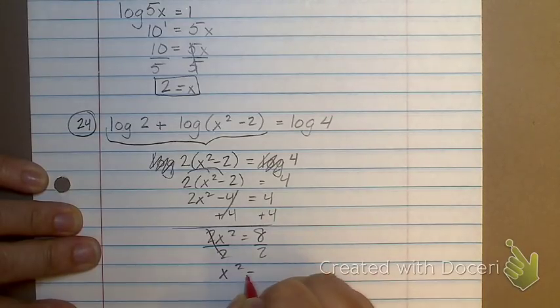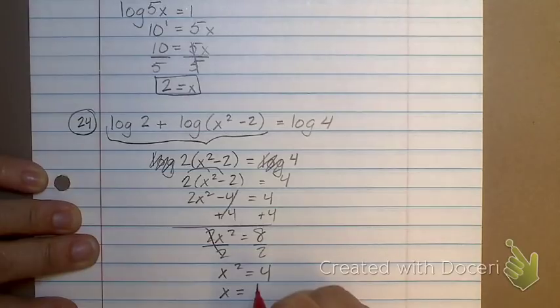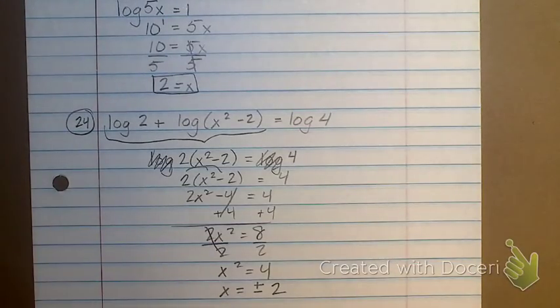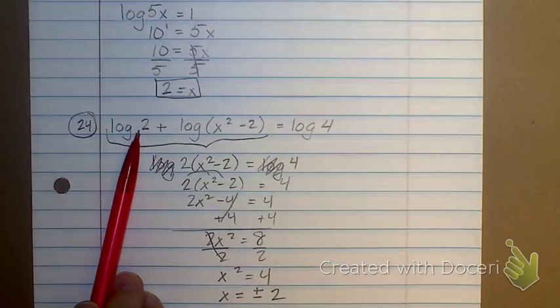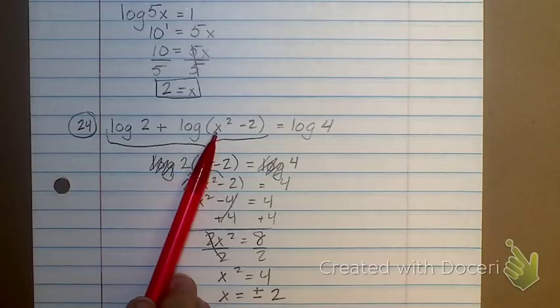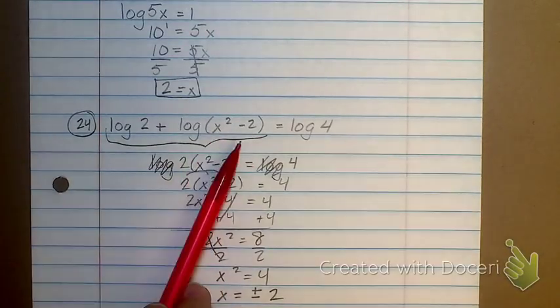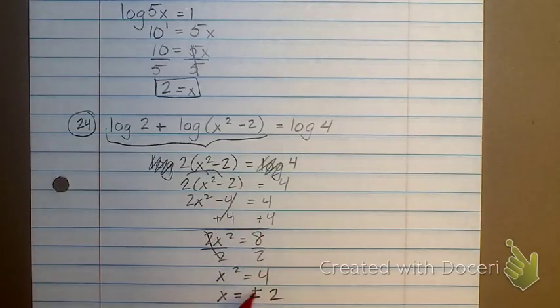x squared equals 4. So what does x equal? Positive and negative 2. Now I need to see if they're both going to work. So let's try positive 2. If I plug in positive 2, doesn't change this one. Positive 2 squared is 4 minus 2. That remains positive. And that one's positive. So positive 2 is good.